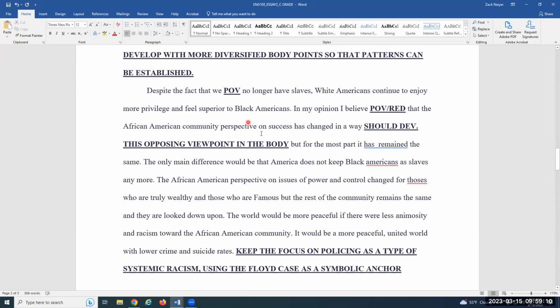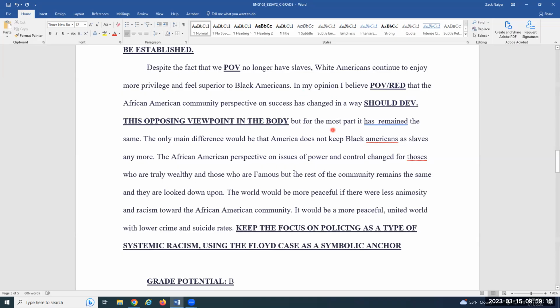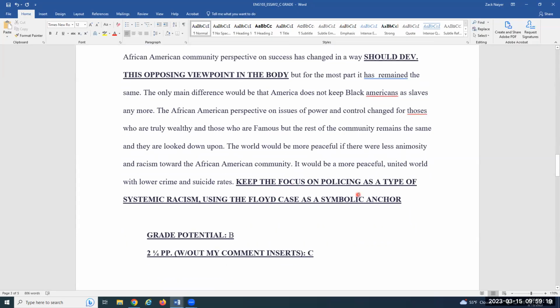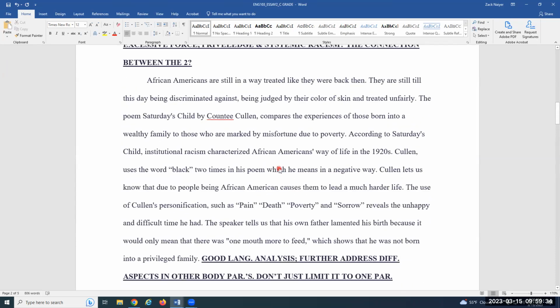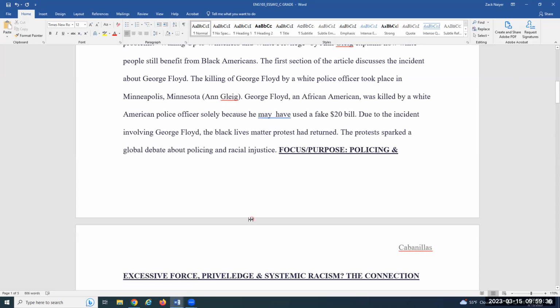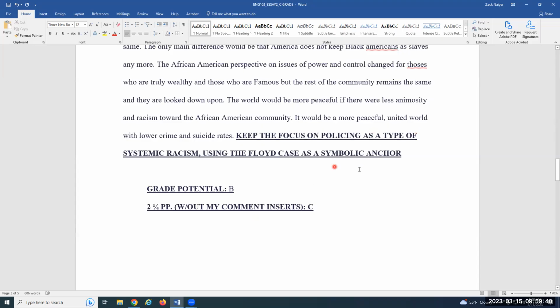Yeah, so okay. I think again, the conclusion is okay. Again, it's a little bit general. So I said, to make it less general, the student could have kept the focus on policing as a type of systemic racism using the Floyd case. Again, anchor back to that Floyd case, which is really not discussed that much. It's just kind of mentioned here, but it's not really analyzed. So that's definitely what was needed.